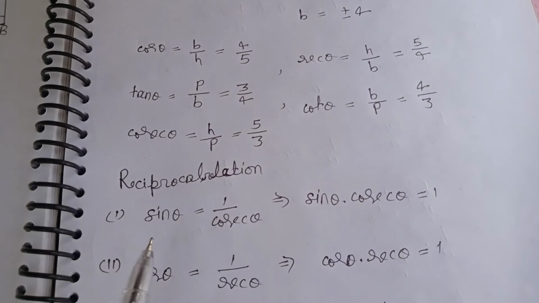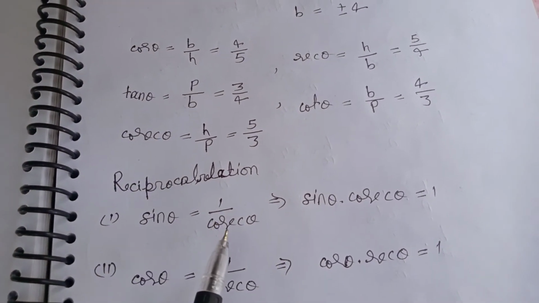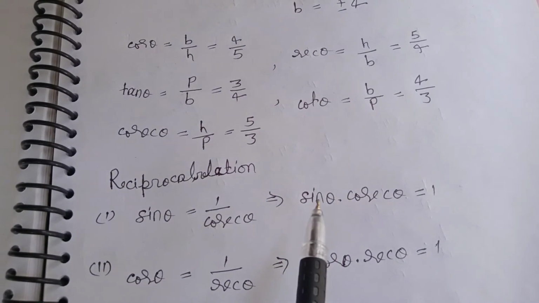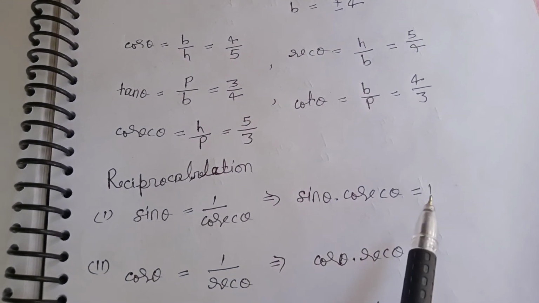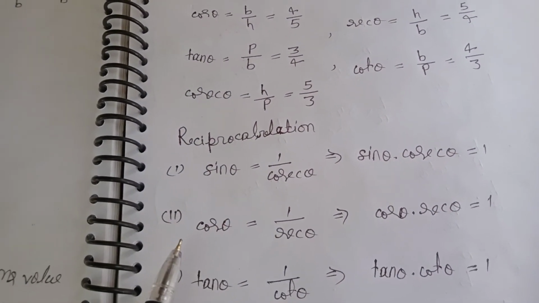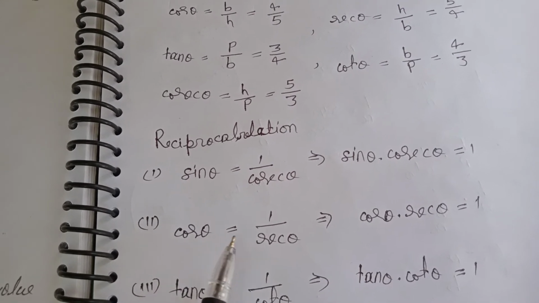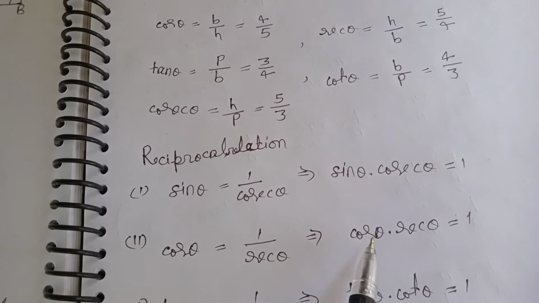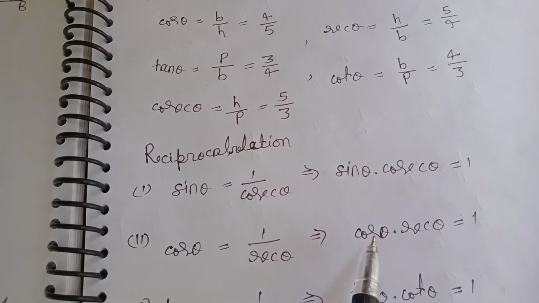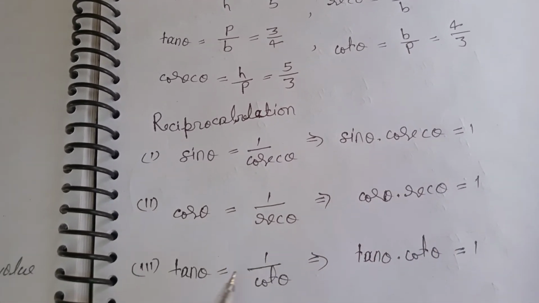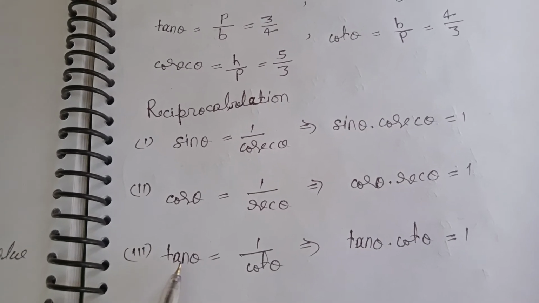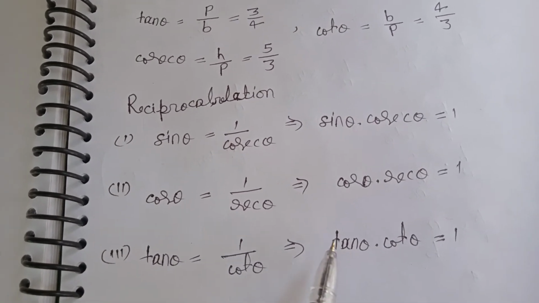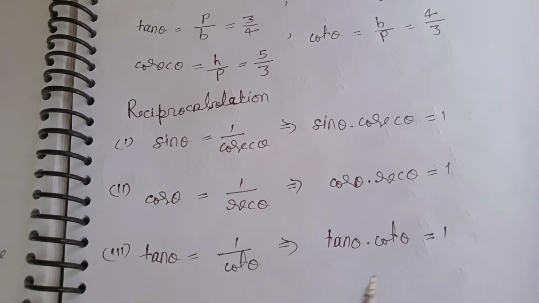Reciprocal relations: sin theta equals 1 by cosec theta, which implies sin theta into cosec theta equals 1. This is a formula. Cos theta equals 1 upon sec theta, so cos theta into sec theta equals 1. Third, tan theta equals 1 upon cot theta, so tan theta into cot theta equals 1.